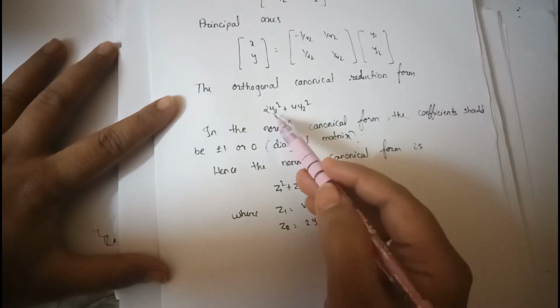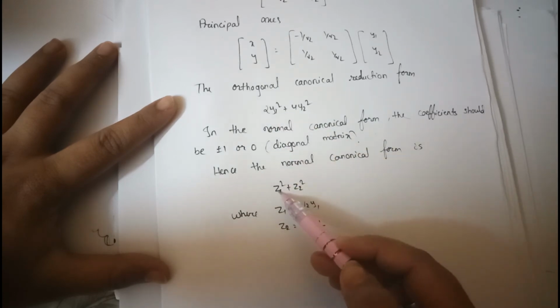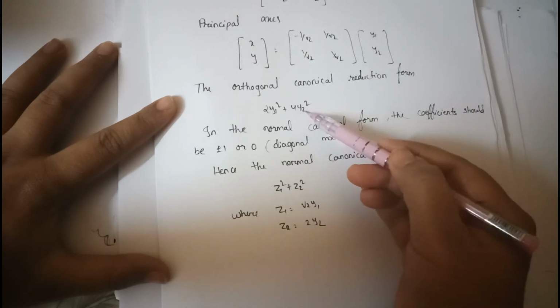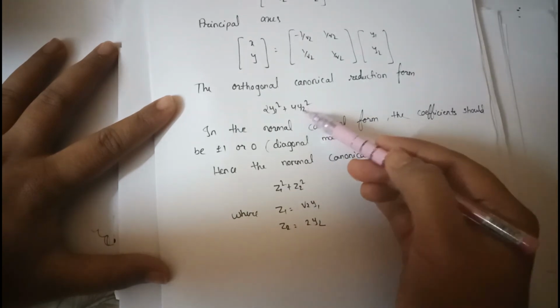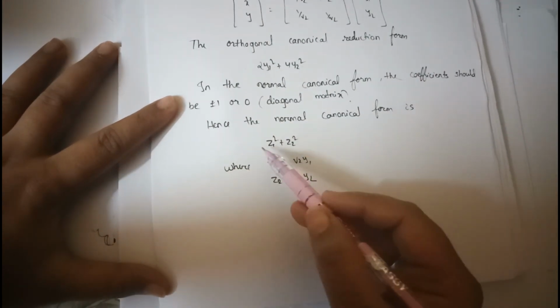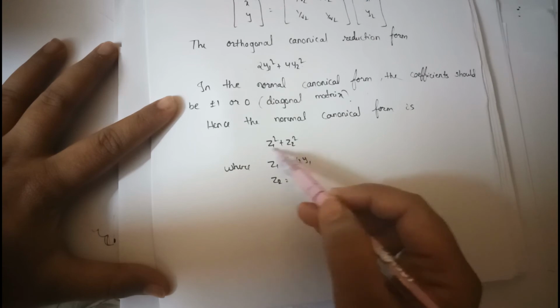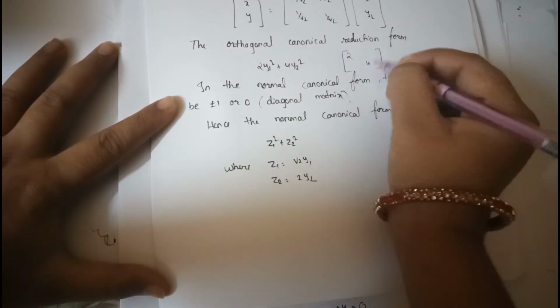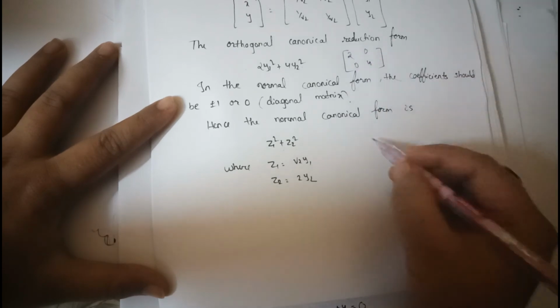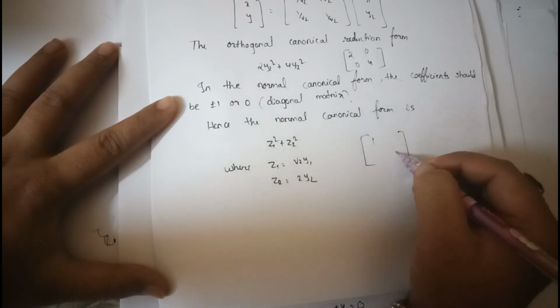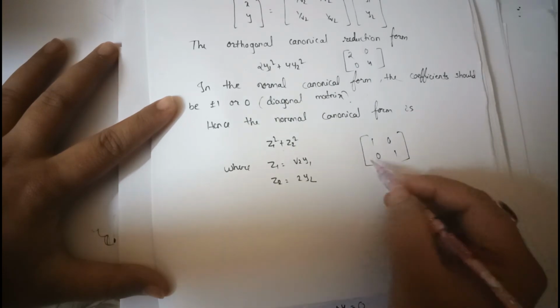So I can take root 2 y1 equal to z1. So this will be z1 square. And I am taking this 2 y2 as z2. So 4 y2 square will be z2 square. So in this way the coefficients are 1 and 1, or in matrix form this is the canonical form. These are the eigenvalues and this is the normal canonical form, right?